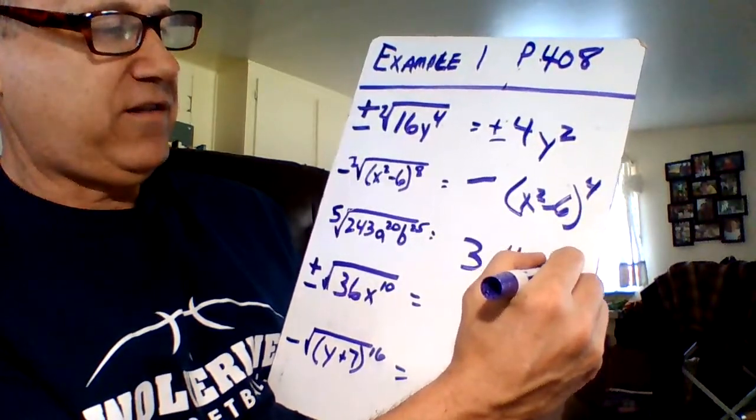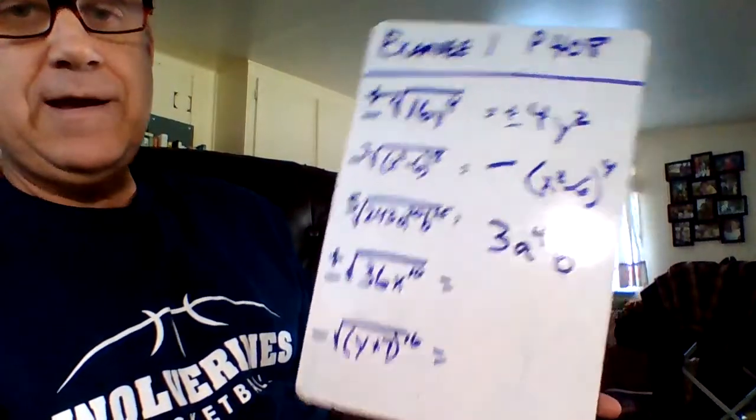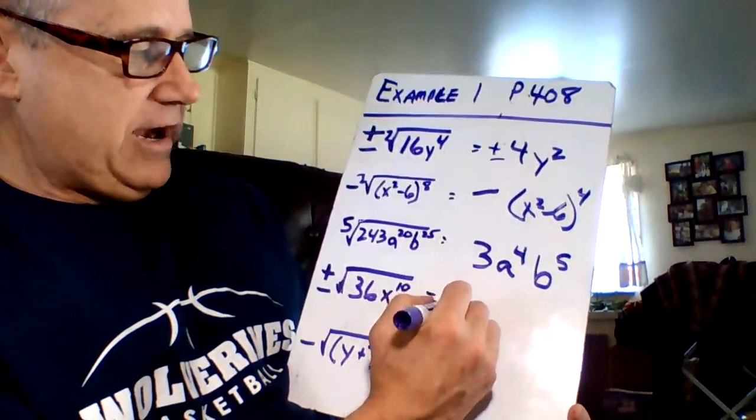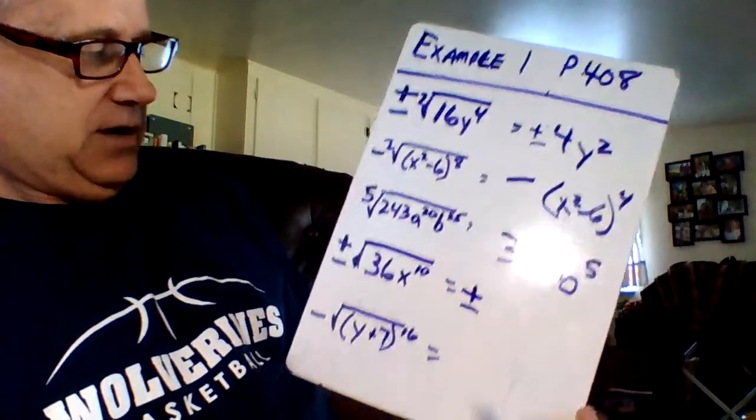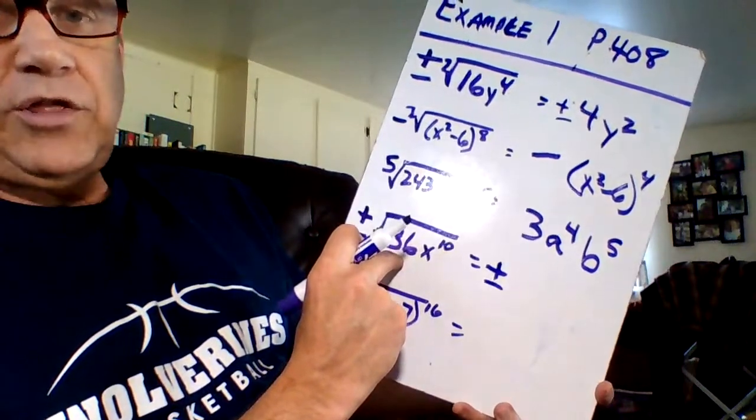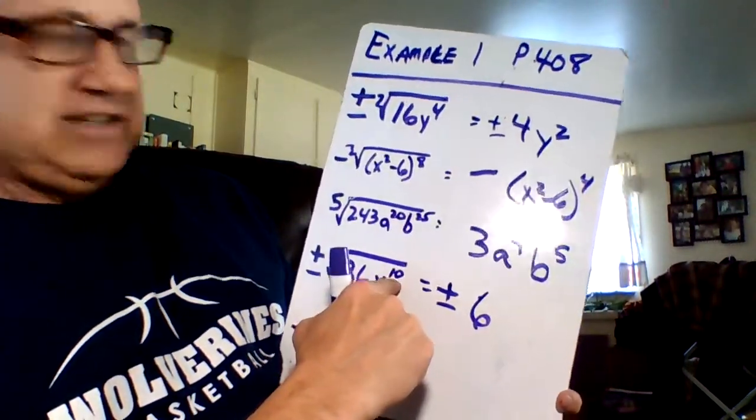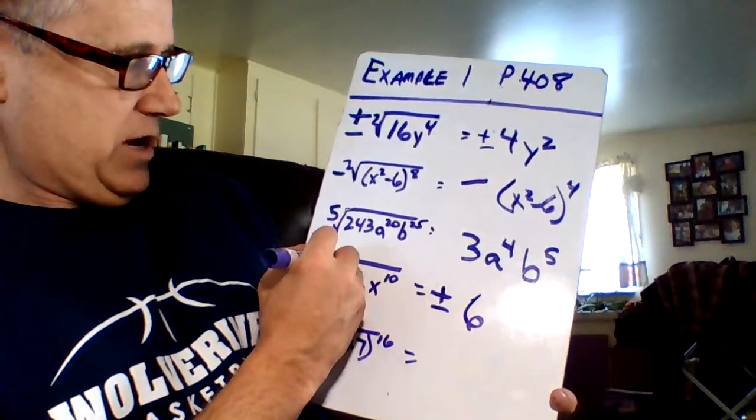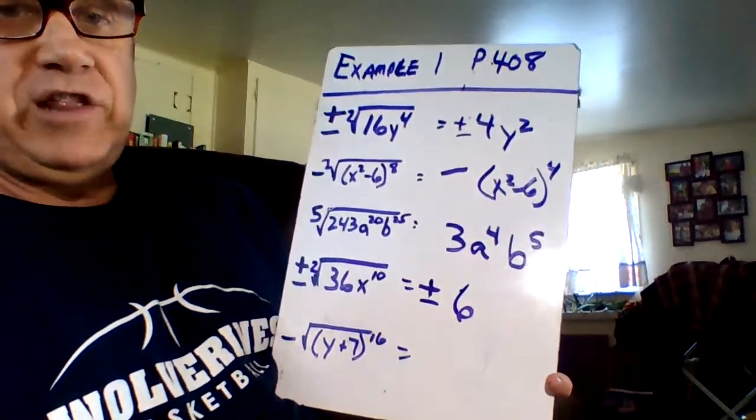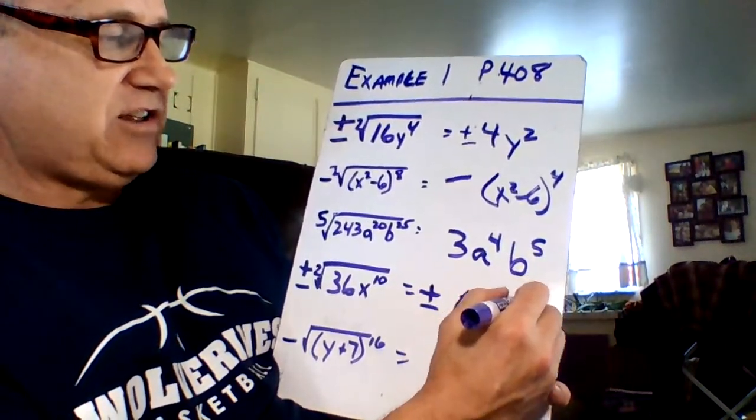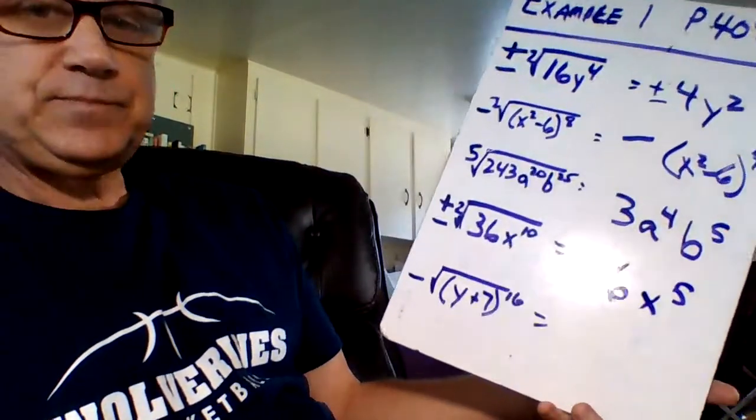B to the 5th. Okay? Next one. Plus or minus. We know our answer is going to be plus or minus. What's my square root of 36? Well, we know that that's 6. X to the 10th. Well, again, we know that a square root has a 2 over there. So 10 divided by 2 is going to be x to the 5th.